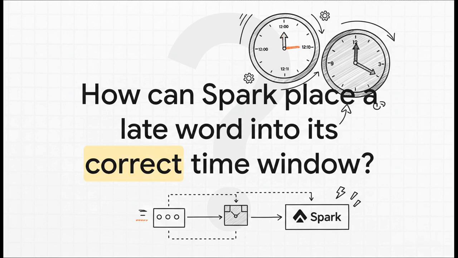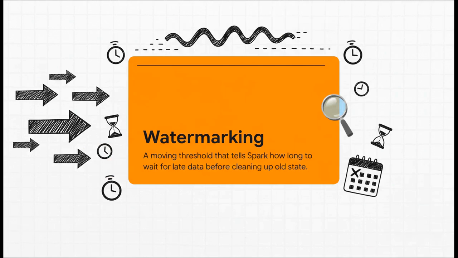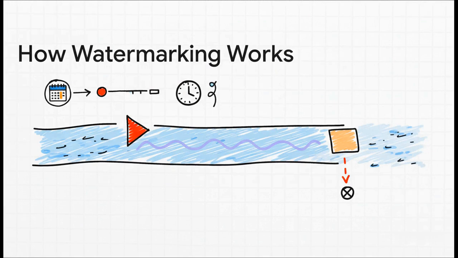So how does Spark solve this puzzle? The solution is this really clever feature called a watermark. I want you to think of it like a moving deadline for late data. It's a way for you to tell Spark, look, I'm willing to wait this long for late events to show up, but after that, we're moving on. This is so important because it stops the system from having to keep old time windows in memory forever. And here's how it works in practice. It's super elegant. You just tell Spark two things.